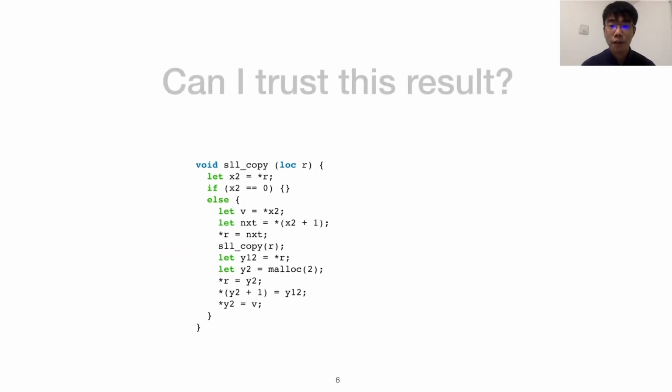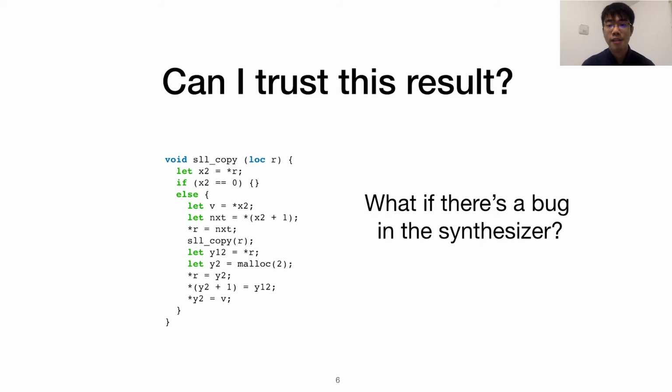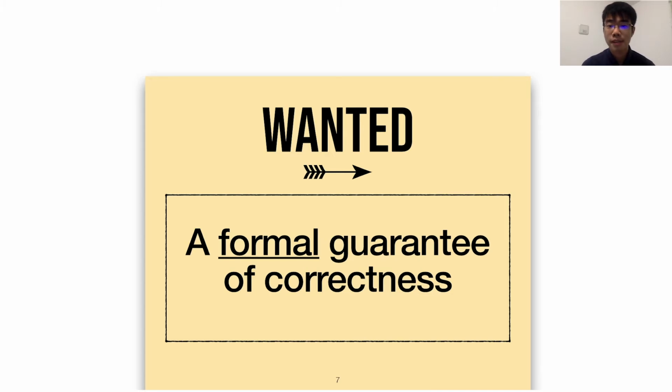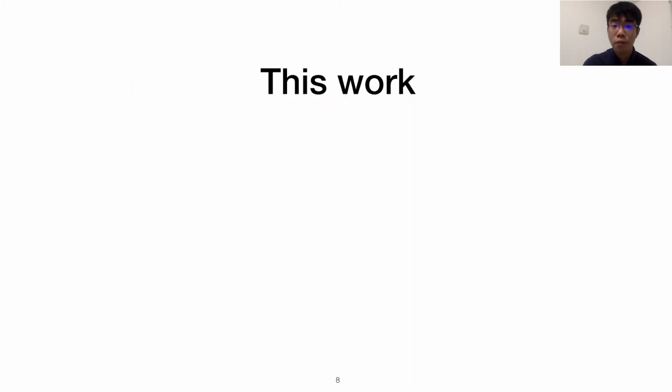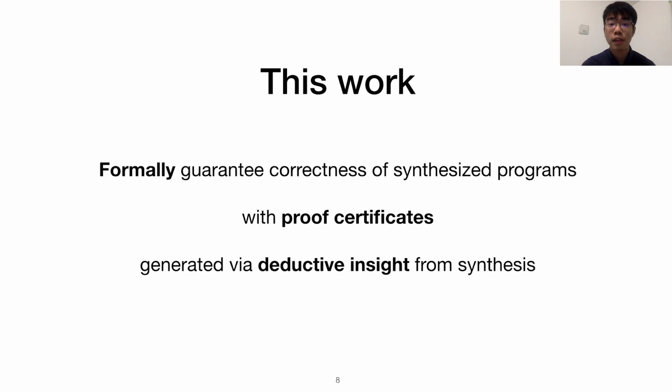But just then, you're hit with a wave of uncertainty. Can I trust this result? The synthesizer was written by humans, so surely a bug could make it synthesize incorrect programs. Can we have a guarantee that programs synthesized by Syslic correctly implement their specifications? In this work, we discuss a way to produce this formal guarantee in the form of proof certificates for each synthesized program. The technique consists of generating these certificates using the deductive insight gained from synthesis.